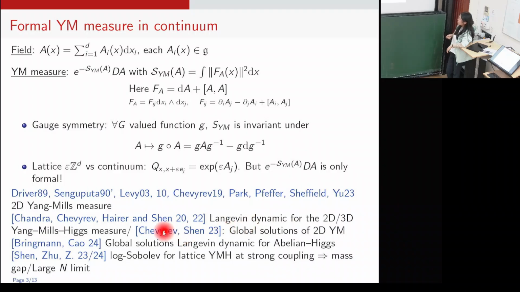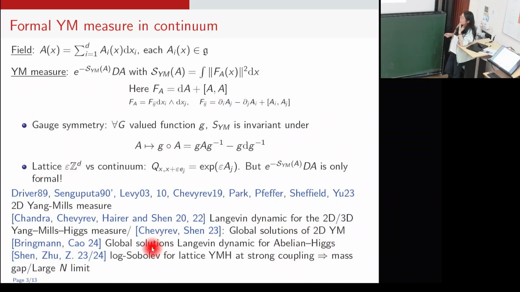In their further work, Ilya and Hao can also construct global in-time solutions for the two-dimensional case, for this 2D Yang-Mills measure. And their argument is that they use the random connection constructed in this paper, and also use lattice approximation and Bourgain's argument to construct these global solutions in this case.